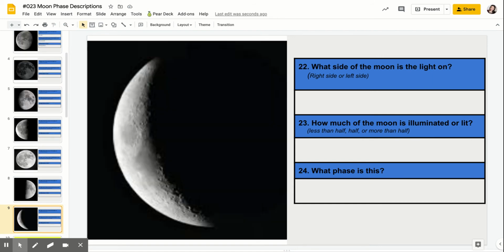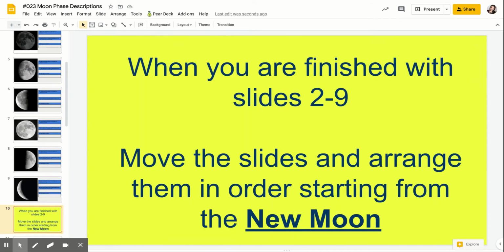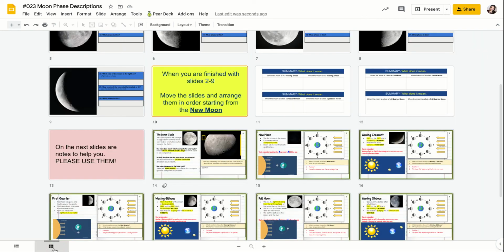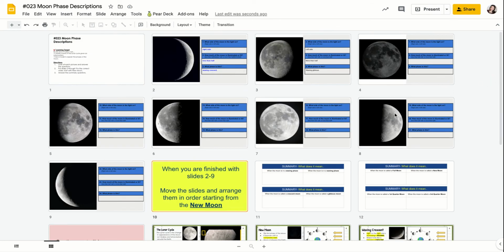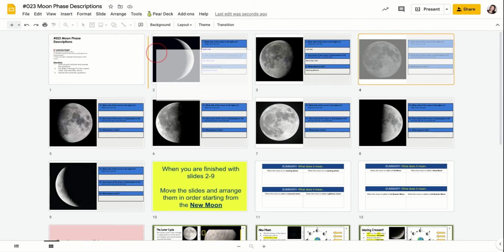And then once you're done with that, what you're going to do is move the slides and arrange them in order starting from new moon. Okay. So you can actually move slides around in case you weren't aware of that. And so what's the easiest way, and I try to make the pictures as big as possible, is if you click on that button there, the grid, okay, this kind of gives you an overview of everything. So now you can say, okay, this one's new moon because it's completely dark, there's no light. So I'm going to grab this one and put it in the beginning.